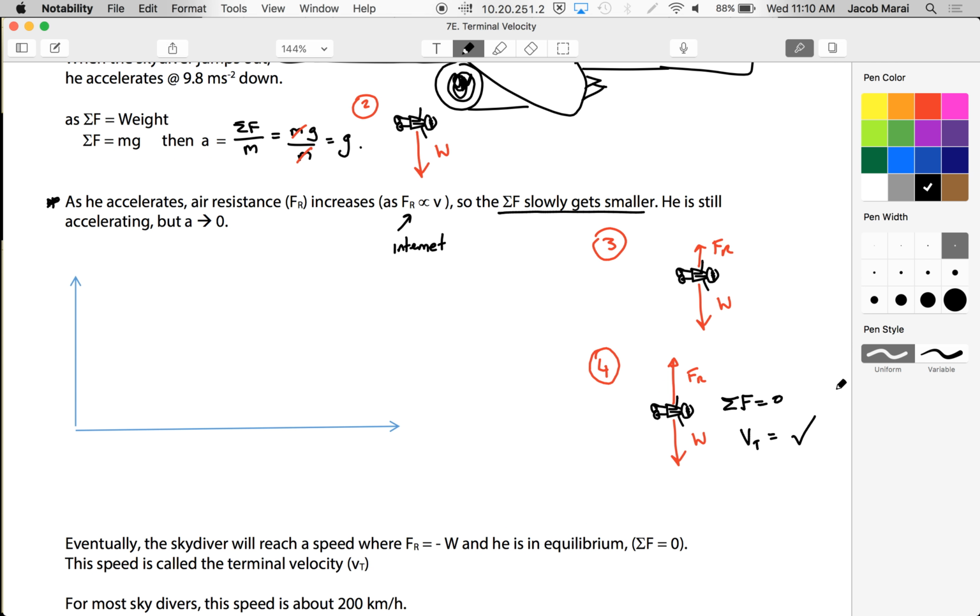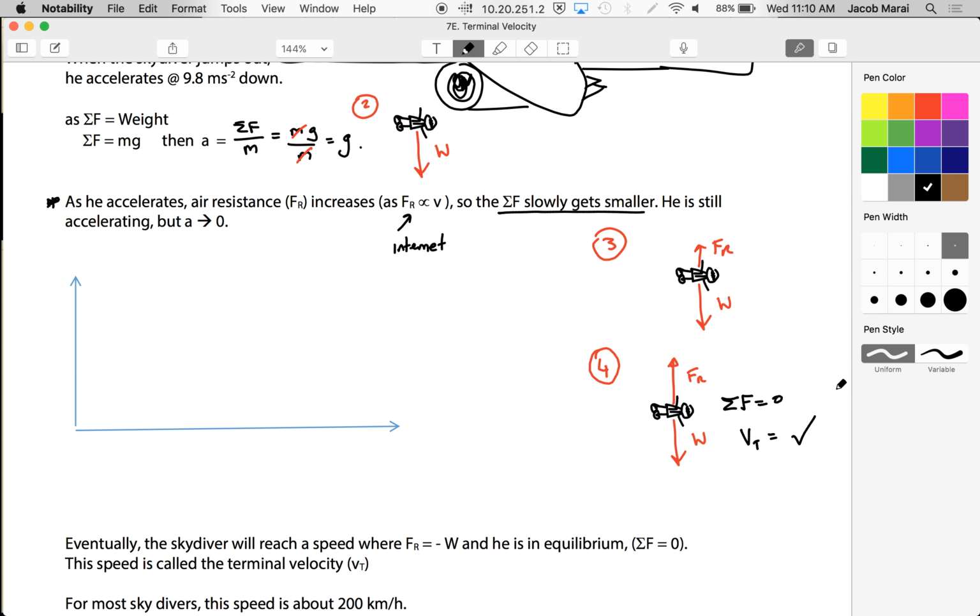Okay? The terminal velocity is the speed you are traveling at through a fluid so that the air resistance is equal and opposite to the weight force. And theoretically, you cannot get any faster. Because if you were to go faster, the air resistance would increase, and then there would be an unbalanced upwards force, and you would actually slow back down again. Okay? Now, for a human, for most skydivers, it's about 200 kilometers per hour, or about 35 meters per second. But it depends on a number of factors.